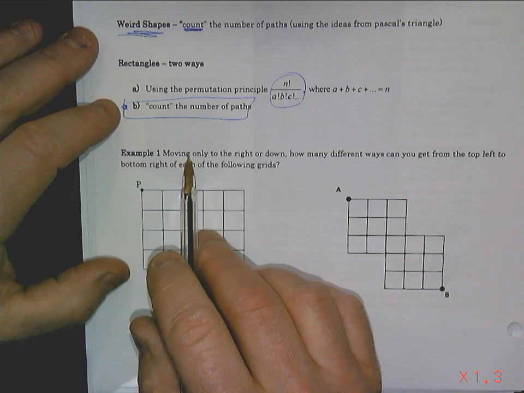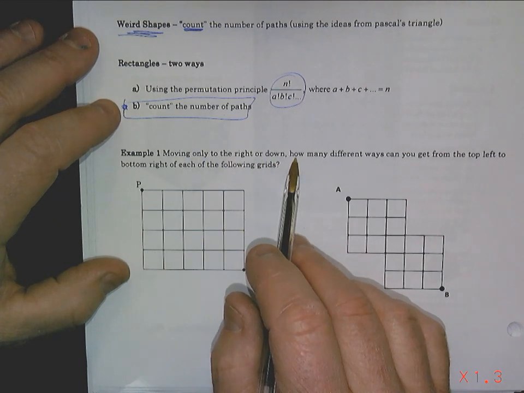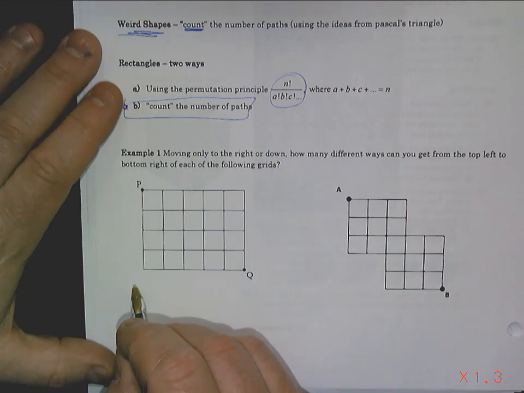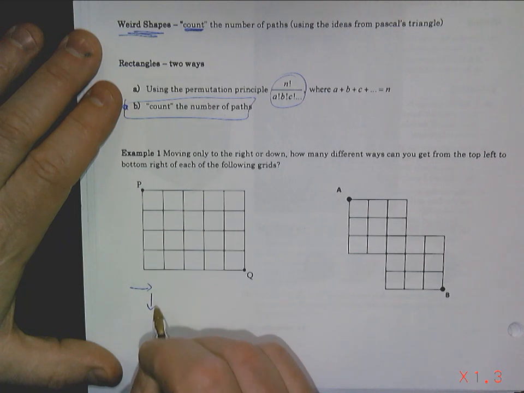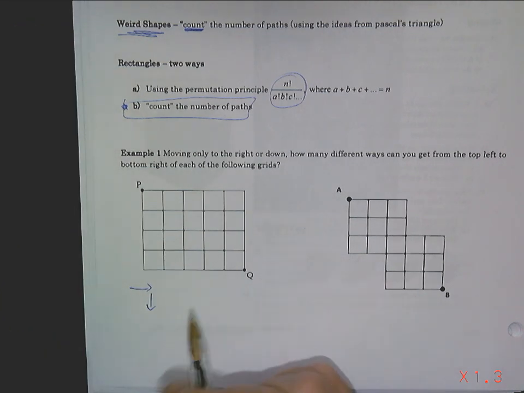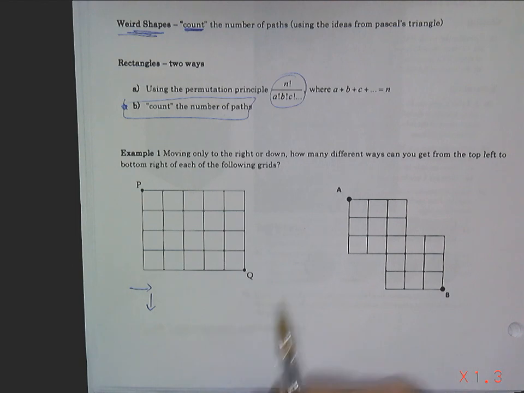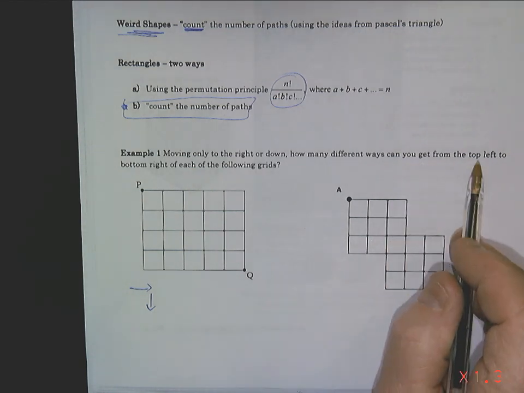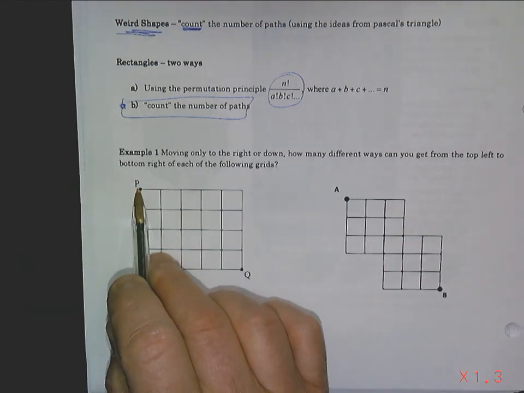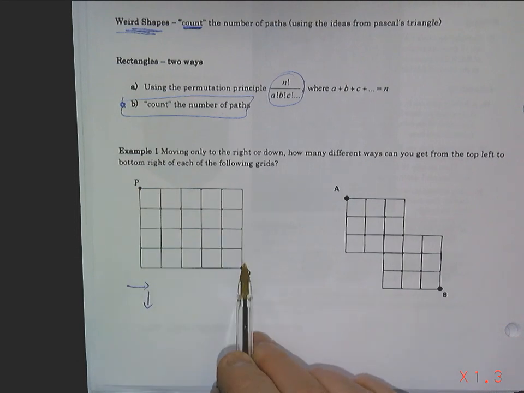Here it just says moving to the right or down. So you can only move to the right and only move down or right, that's it. Can't go left, can't go up. How many different ways can you get from the top left here to the bottom right here?